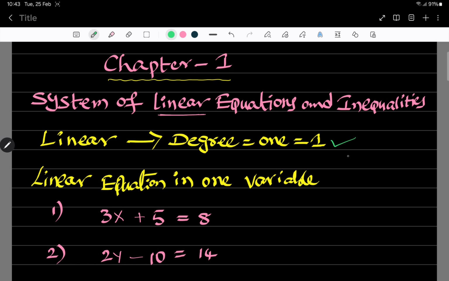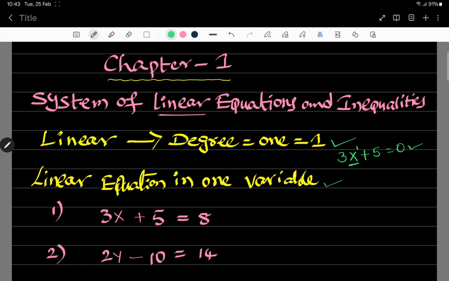For example, 3x plus 5 equal to 0. This is one equation with one variable. The variable is x whose degree is 1. So this is one linear equation. Now here we are going to study linear equations in two variables. So first, what is a linear equation in one variable?